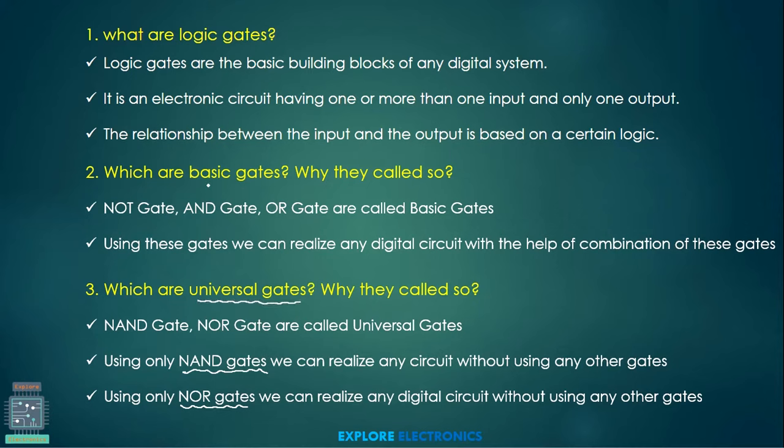We can also construct these basic gates using NAND gates and NOR gates. So, basic gates are AND gate, NOT gate and OR gate. Universal gates are NAND gate and NOR gate. This is very important for the Viva.